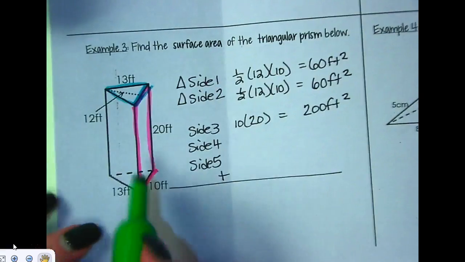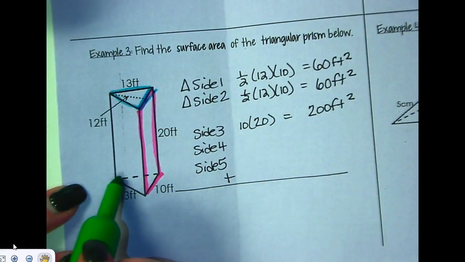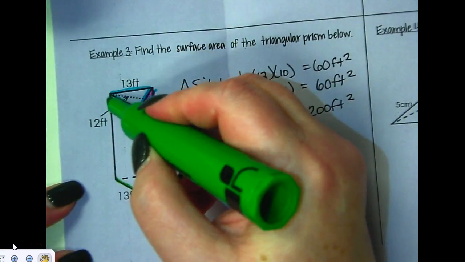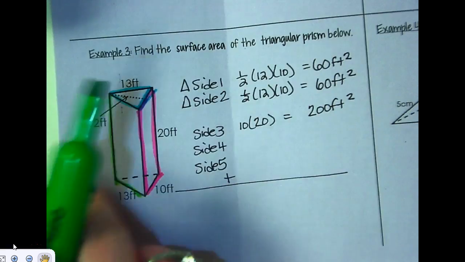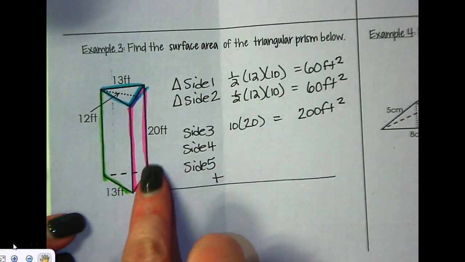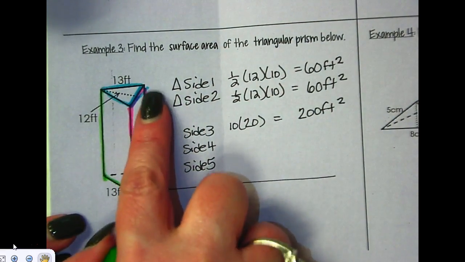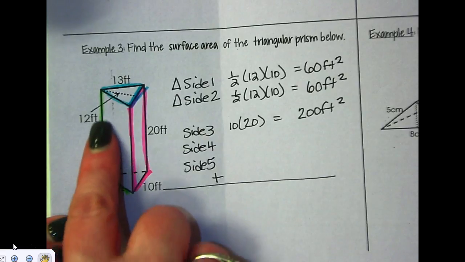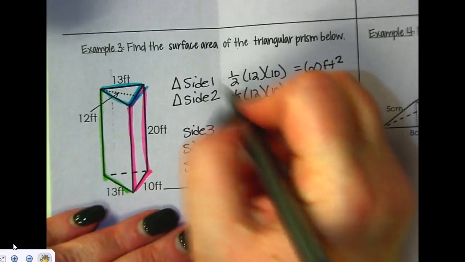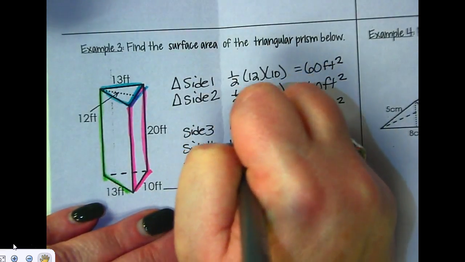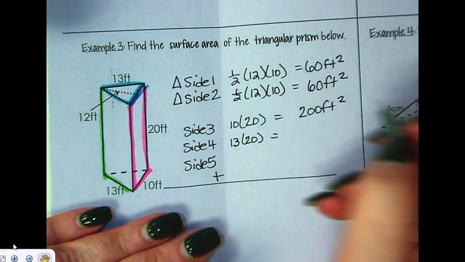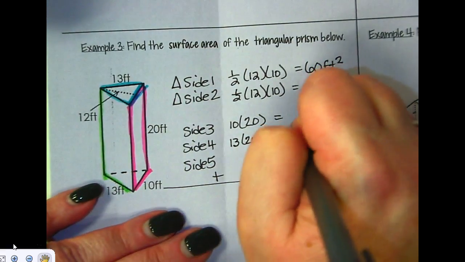All right, now I've got to be careful here. This left side is 13 times, how tall is it? No, remember that 12 goes to that. No, how tall is this side? That side's 20, so this side is 20. So 13 times 20. That's 260 feet.